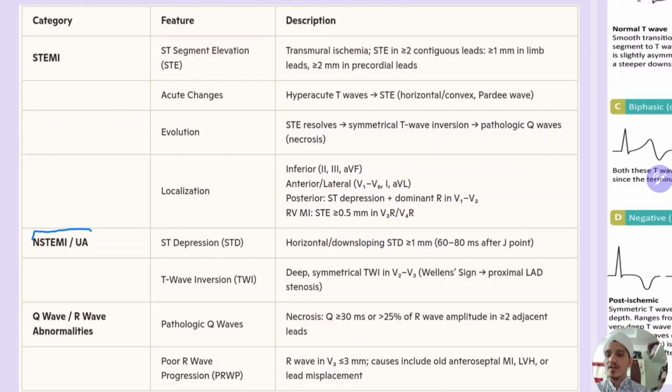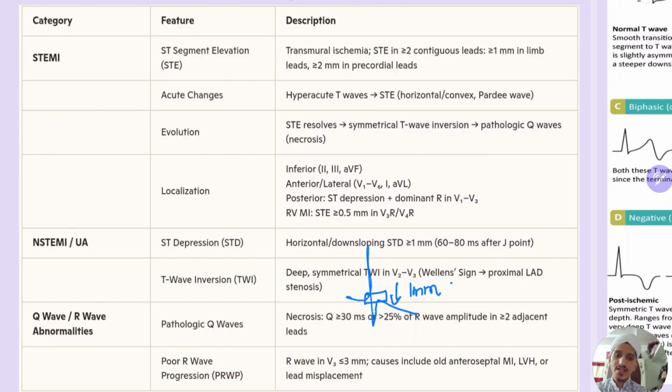Coming to NSTEMI or unstable angina. In NSTEMI the ST segment is not elevated. It can be normal, or it can be depressed, or a normal ST segment but associated with T wave inversion. ST segment depression will be there, either horizontal or down sloping, and that should be at least 1 mm after the J point. From the J point you should see it down sloping like this, and if you measure this amplitude, it should be at least 1 mm.